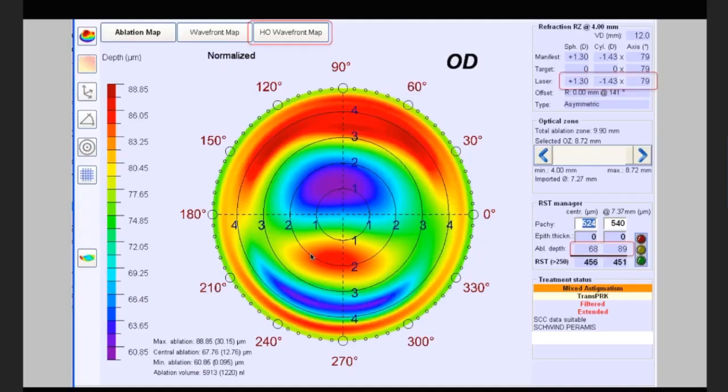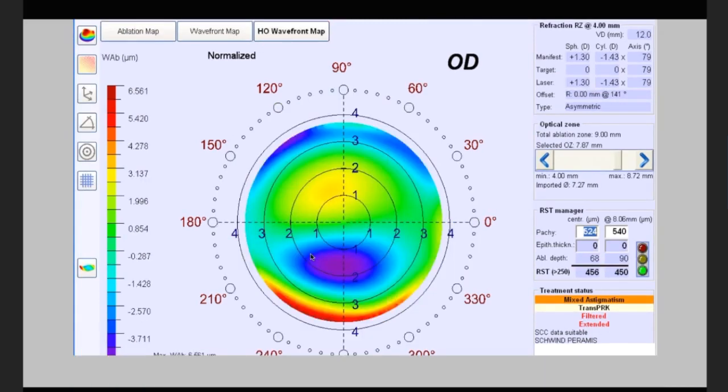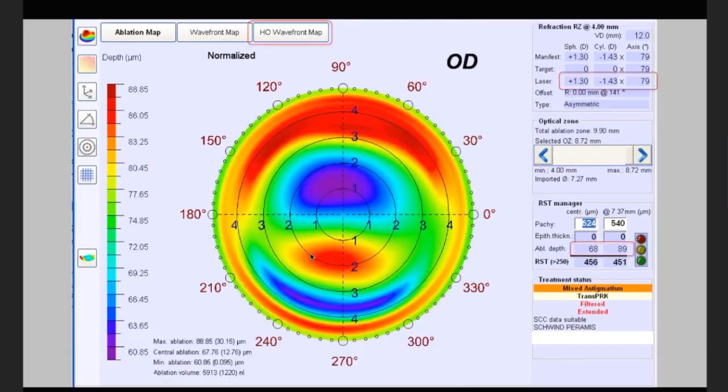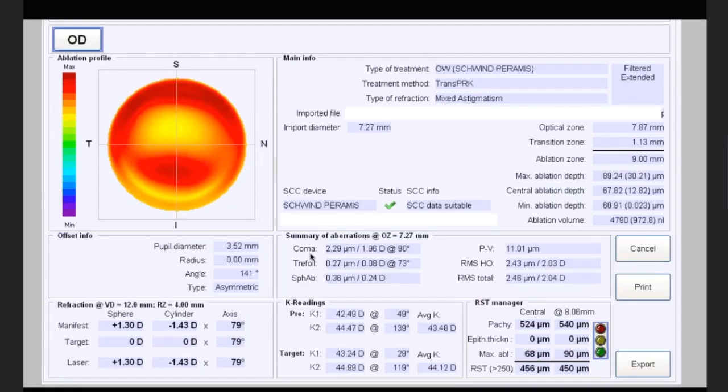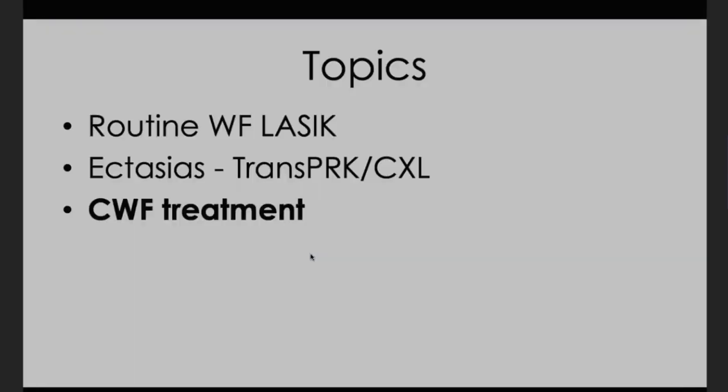And so there's the ablation pattern. It's quite fun to compare this to the original wavefront map at this stage and see that they're quite congruent there. And then you're ready to treat. So if there's time, Theo can interrupt me if there's not time. We can just briefly discuss corneal wavefront guided treatments.